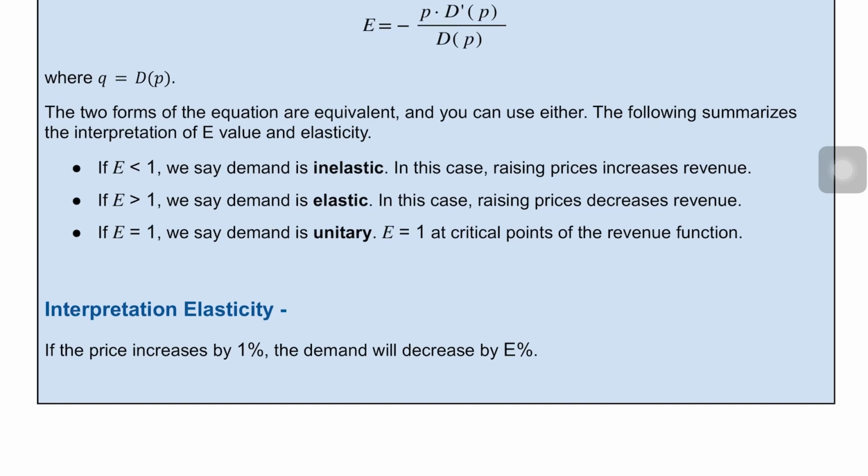So the interpretation of elasticity is that if we increase the price by just 1%, this means that demand will decrease by E%, whatever the E value is. So E, this value, is the percentage of change when you increase the price by 1%. All right, so that's it for this introduction. We're going to jump into an example.